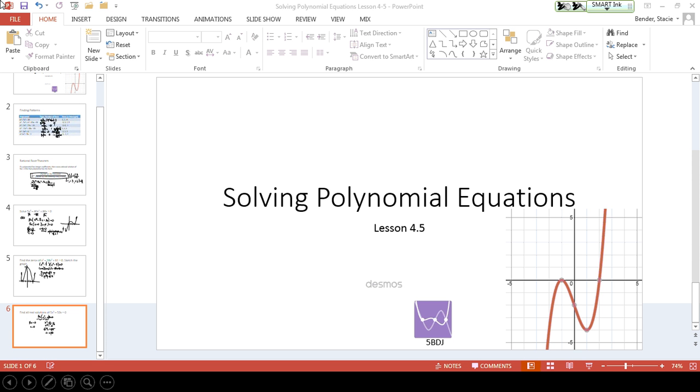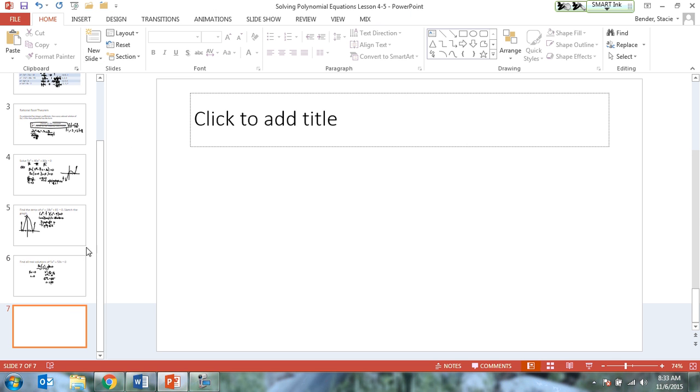See if I can add one more slide to this real quick, and we'll do that other problem. All right, number 8, x cubed plus x squared minus 14x minus 24 equals 0.